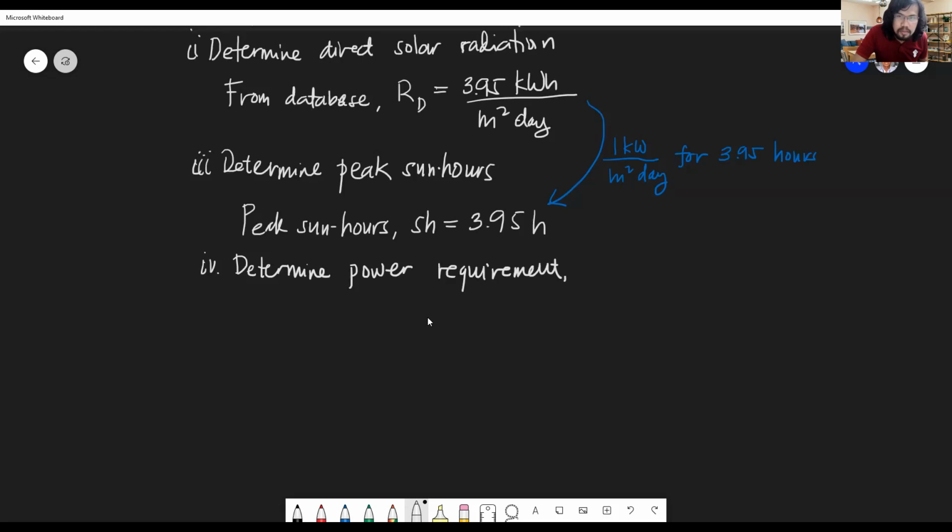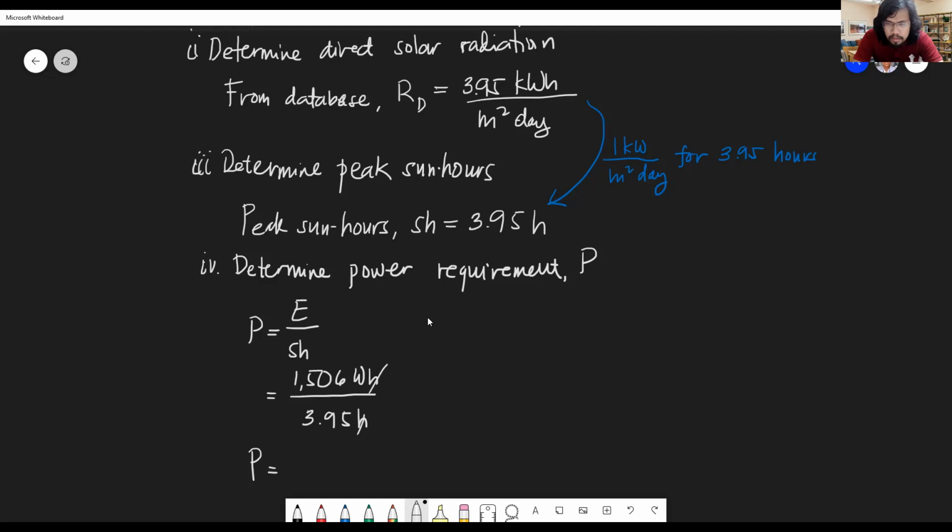Set it as P, and the power requirement is actually just the energy requirement over the peak sun hours. It's equal to what? E is 1,506 watt hours over sun hours, which is 3.95 hours, and this will cancel. Eventually, P will just be left with the wattage, and let's try to compute for that.